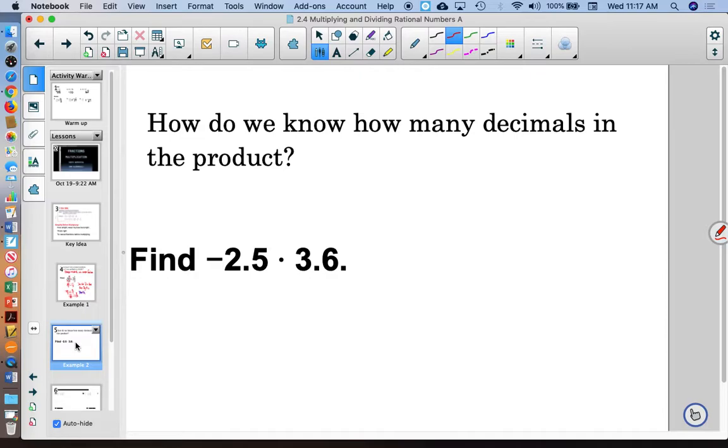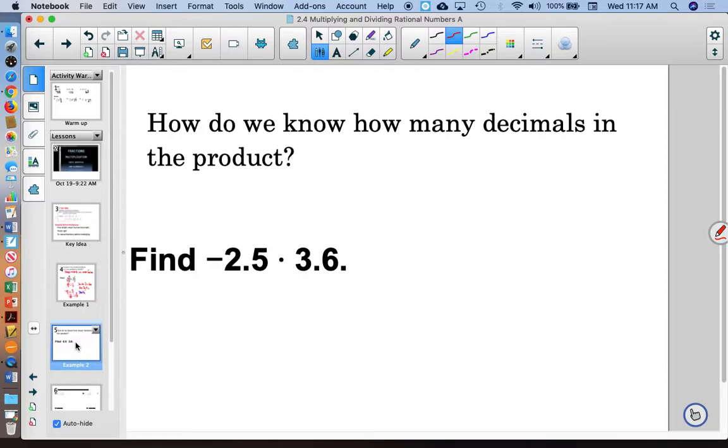Mr. Zach, how do I know? How do I know how many numbers are in the decimal? How many digits are in the decimal? Like, if it's 3.6, the decimal is moved over 1, and with negative 2.5, you move it over another 1, and you get your answer.